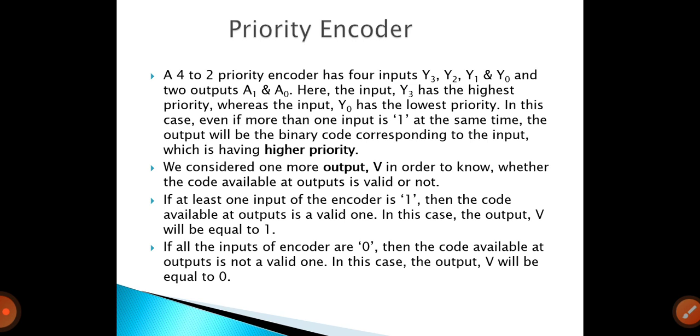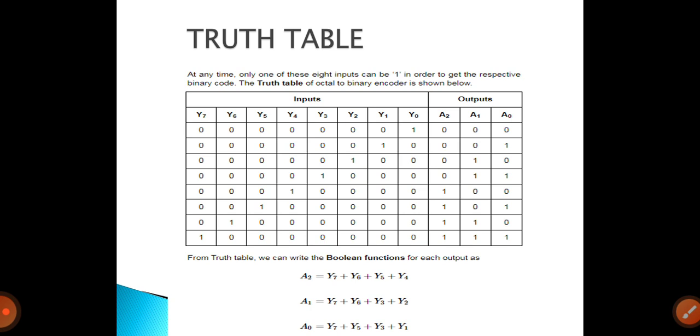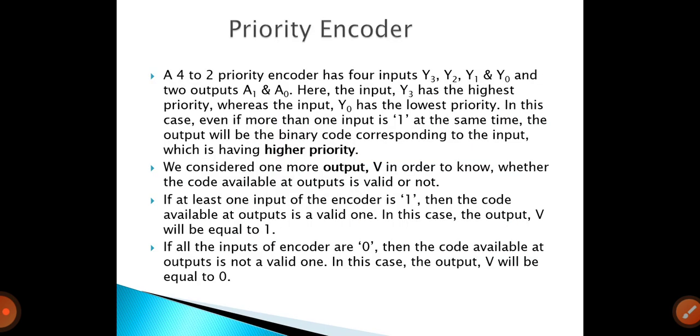Yes, we consider one more output, V, in order to know whether the code available at the outputs is valid or not. V is used for valid or not. Can we take that one? It shows whether the code available at the output is valid or not.